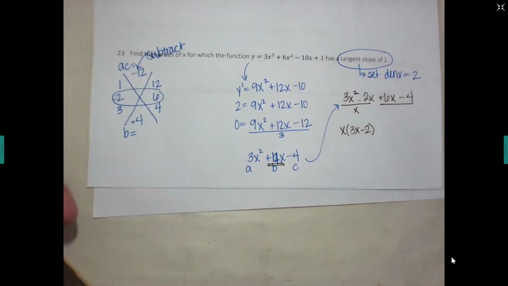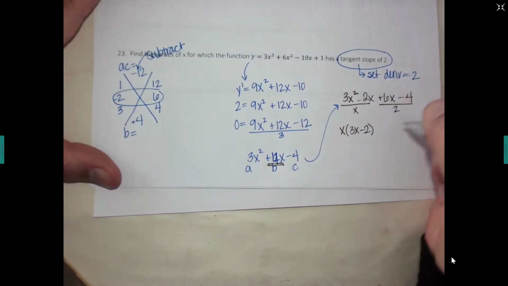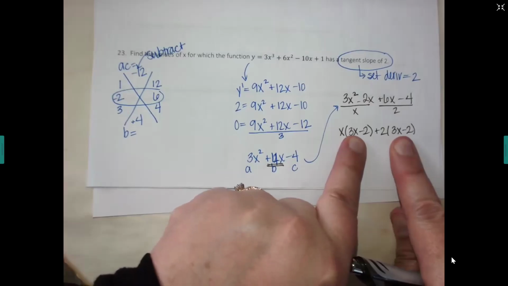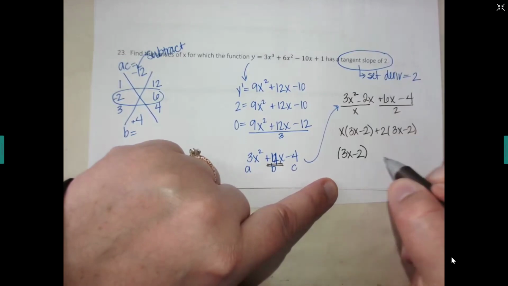Second partners, what can I take out? 2. My 2 comes out. That leaves me with another 3x minus 2. Remember, these have to match. If they don't match, you messed up, which they do, so that's good. 3x minus 2 is my first factor. What's my second factor?